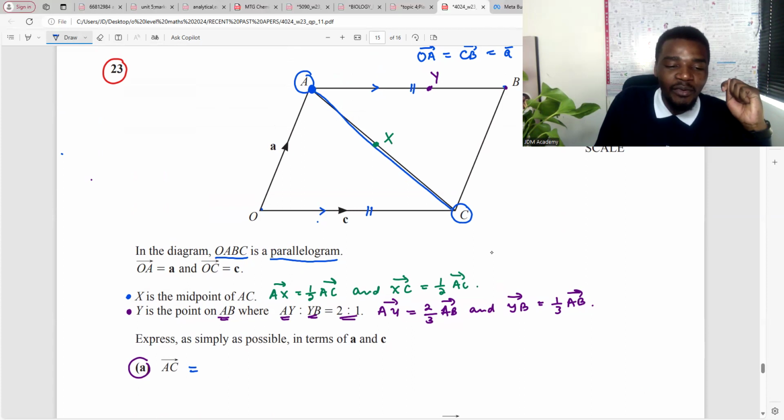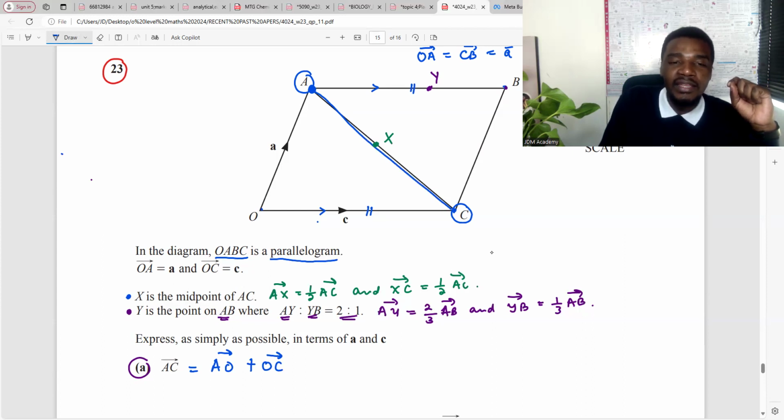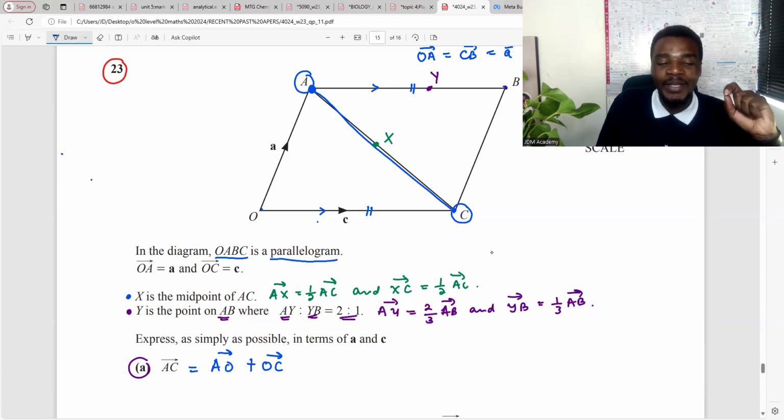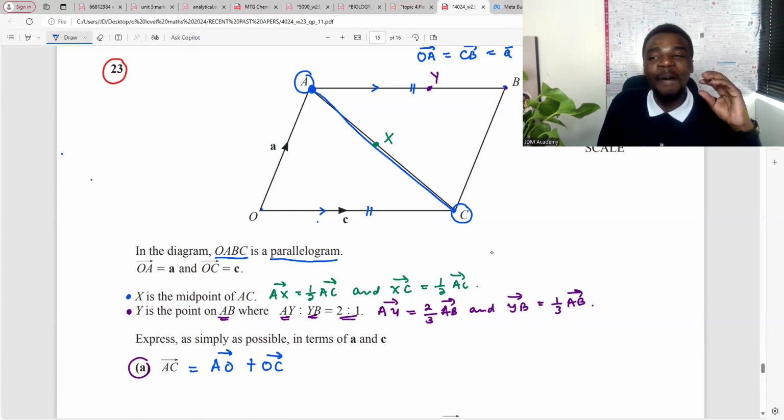We can move from A to O. Once we've arrived at O, then we go from O again to C. So for you to move from A to C, you can take this route from A to O and then from O to C. So vector AC is the same as vector AO plus vector OC.